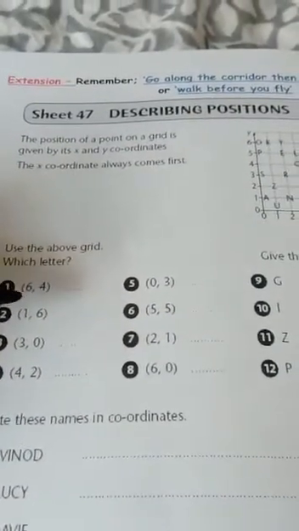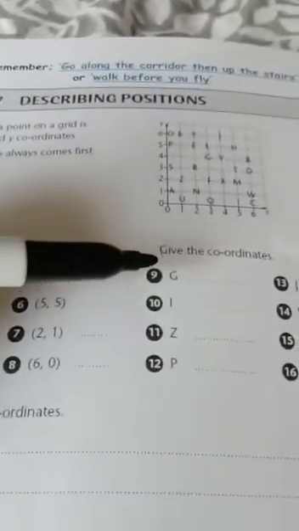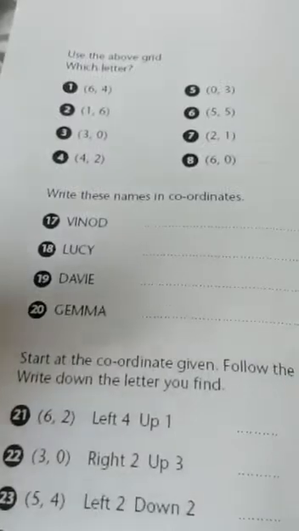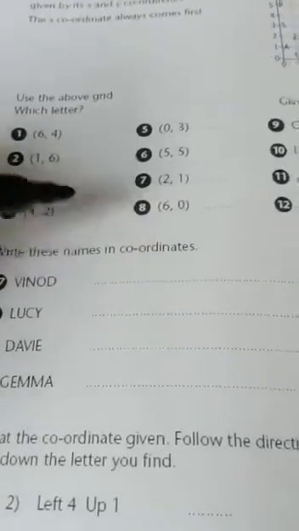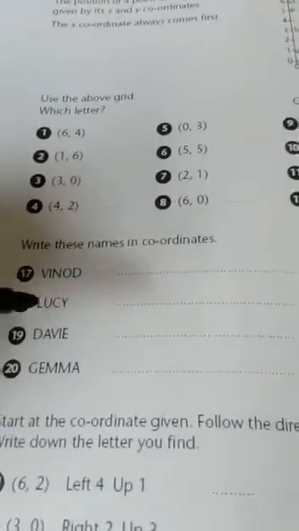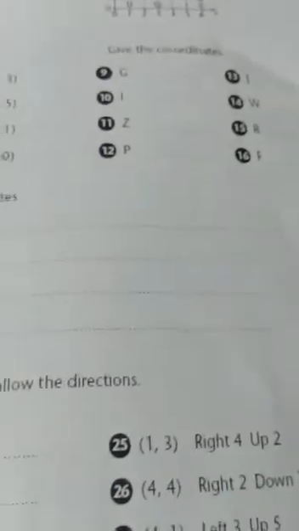So here you've got to use this grid, which is full of letters and plots, and write down the letter which is on these coordinate points. And then you've got to give the coordinates for G, I, Z, P, J, W, R and F. And for this one you write the names and coordinates V, I, N, O, D. So you should have 5 coordinates on that line. Lucy, Davy, Gemma. So you can do exactly the same for those.